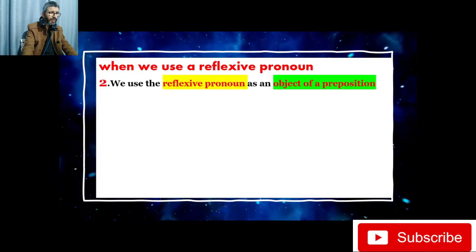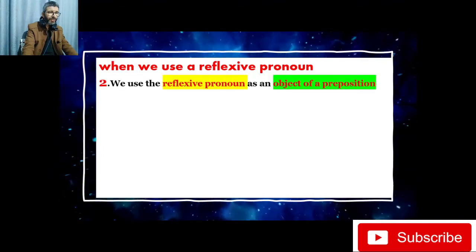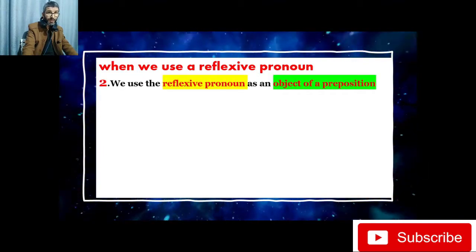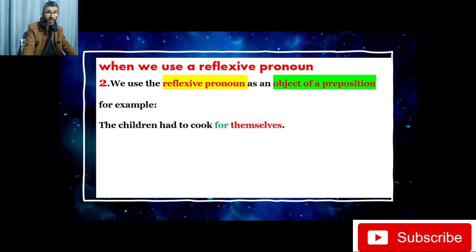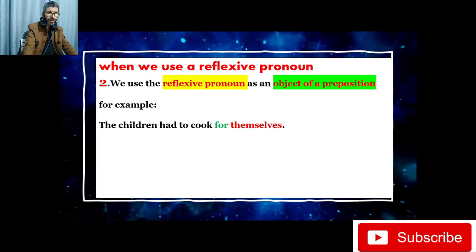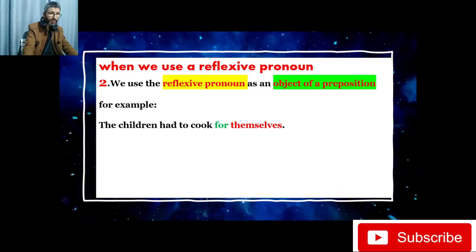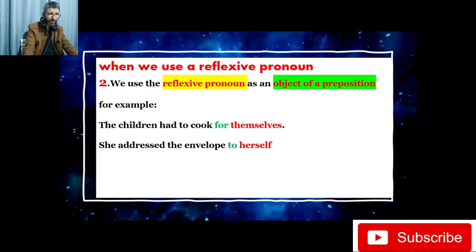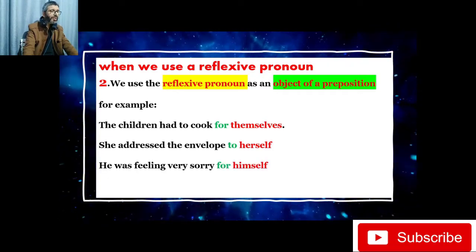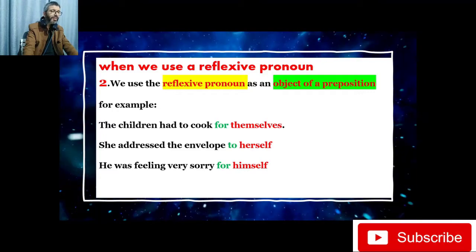Second use, we use the reflexive pronoun as an object of a preposition. Example, the children had to cook for themselves. Themselves is a reflexive pronoun, object of the preposition for. She addressed the envelope to herself. He was feeling very sorry for himself.